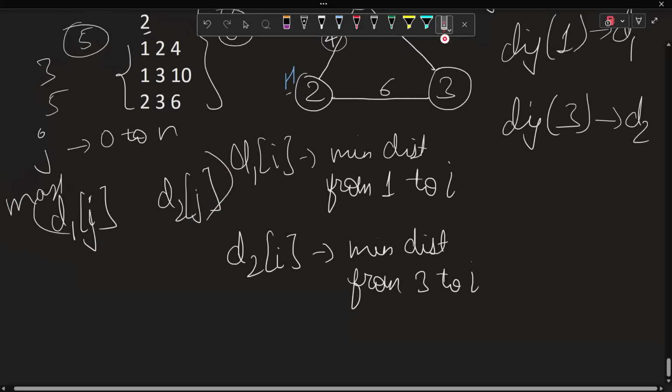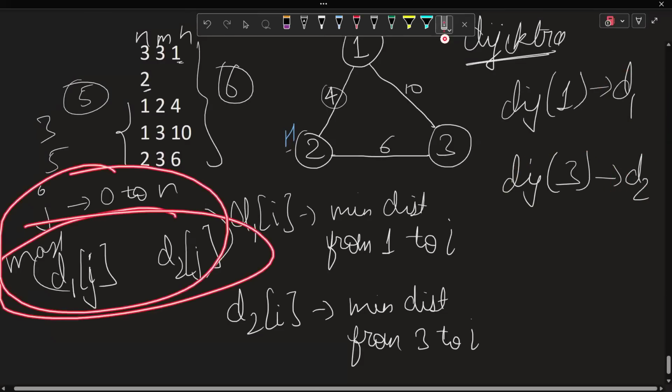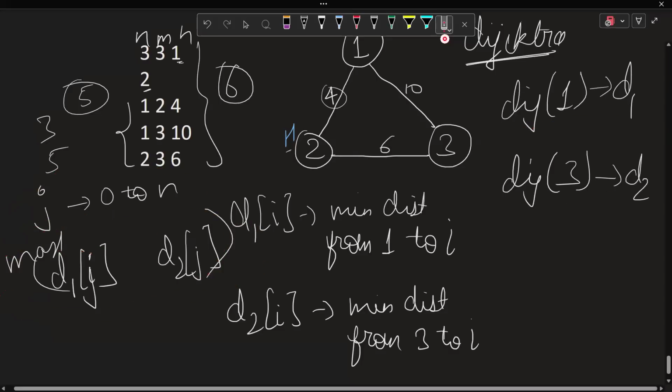So in O of n log n time, using Dijkstra, you can compute the d1 array and d2 array, and in O of n time you can compute this max, after doing these two pre-computations. So I hope this is clear. If this horse thing is not given, then it's a standard problem. How can you do it? Just do the pre-computation for it.